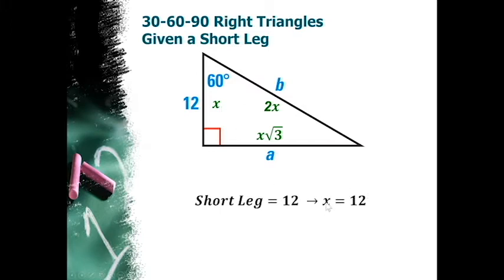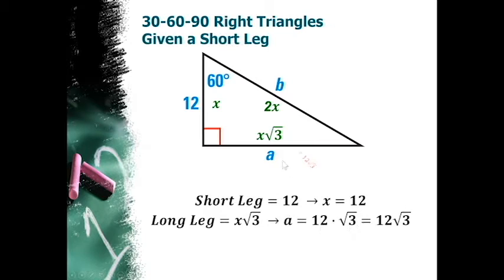Now, once we have that x value, we can go to our other side lengths. So we're going to go down to our long leg next, take a look at our rule, which is x root 3, and we're going to take that x value from our short leg or our initial side, and we're going to do a simple substitution. We're going to substitute the 12 in for the x, which gives us 12 root 3 as an answer. So our long leg length would be 12 root 3.